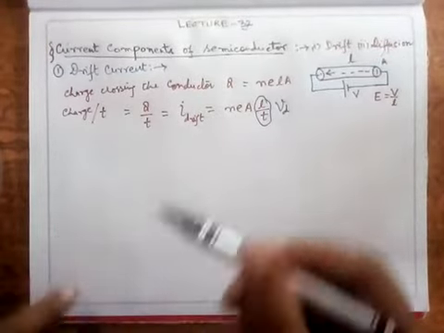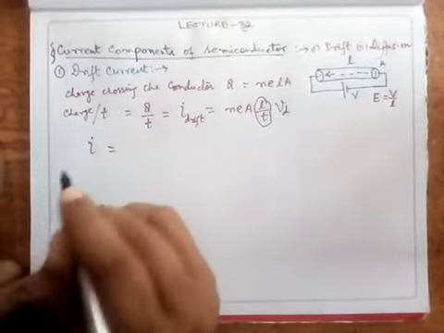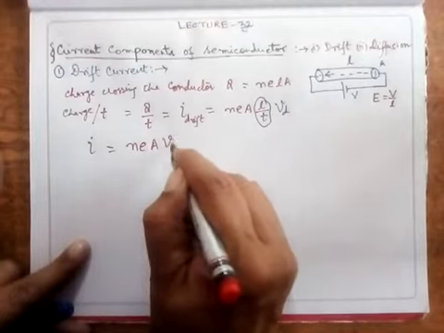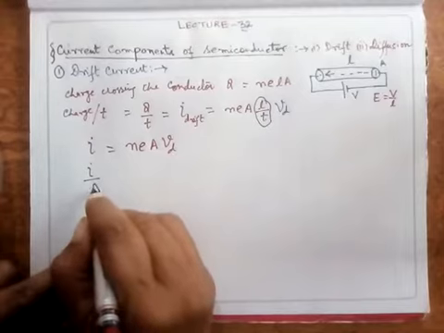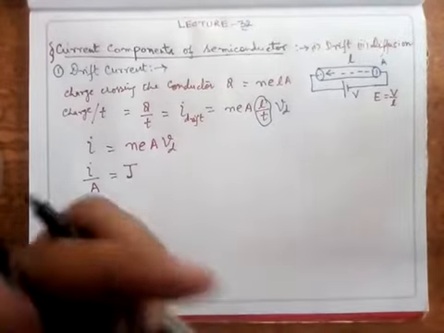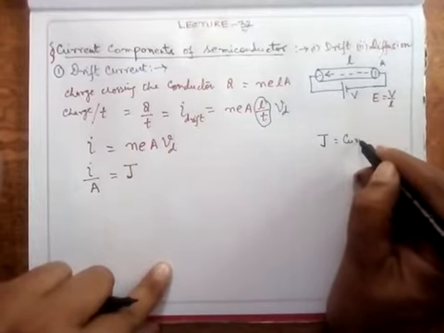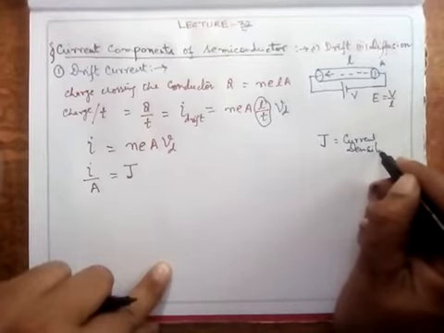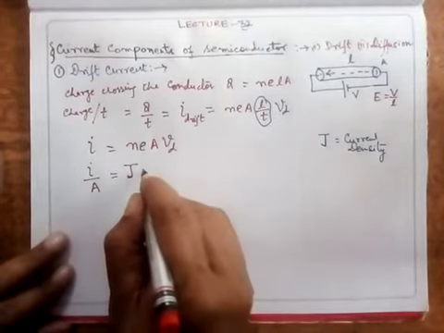So I can say that this drift current I is equal to N into E into A into drift velocity Vd, and this I upon A, I call current density. This J is the current density, that is, current per unit area. J is equal to I upon A.